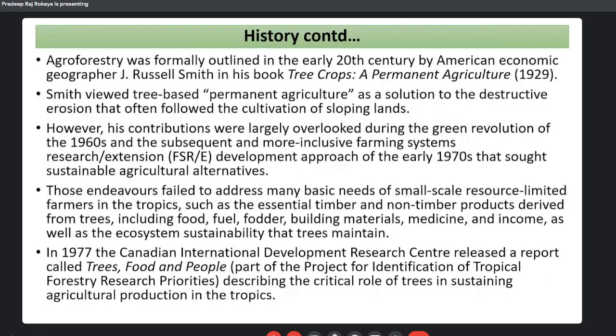Agroforestry was formally outlined in the early 20th century by the American economist and geographer Russell Smith in his book Tree Crops: A Permanent Agriculture, 1929.